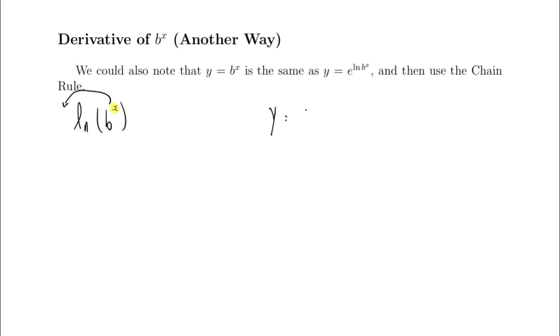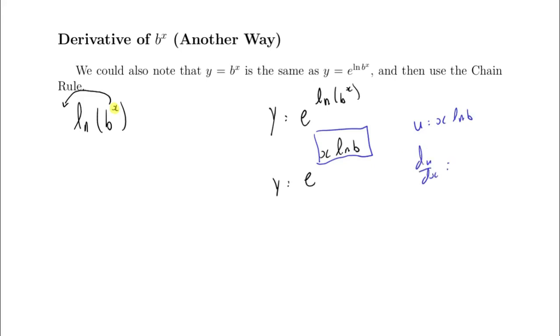So if we're looking at y equals e to the natural log b to the x, that's the same thing as y equals e to the x natural log b. And now we can find the derivative by just using the chain rule, right? This part here is our u, that's composed on the inside of this thing. du over dx when we need it is just going to be natural log b.